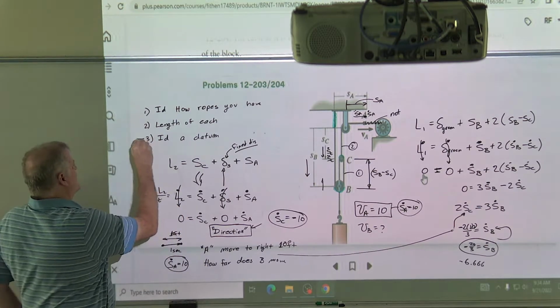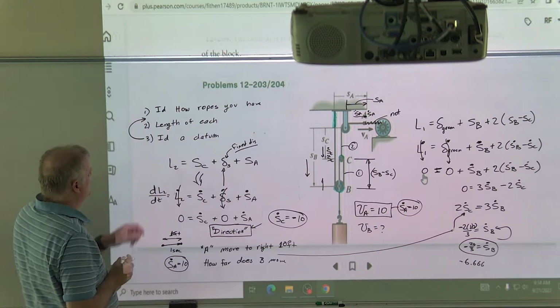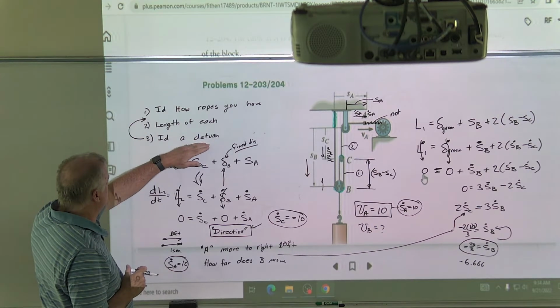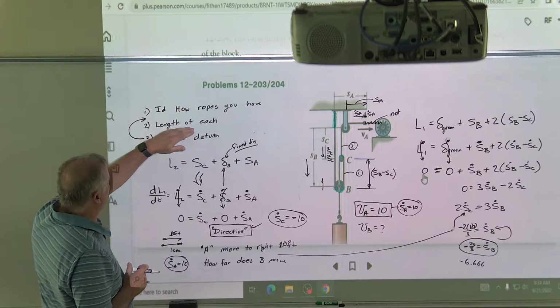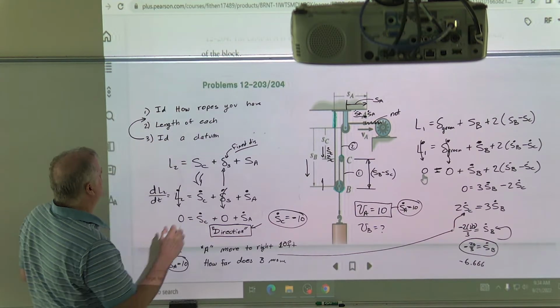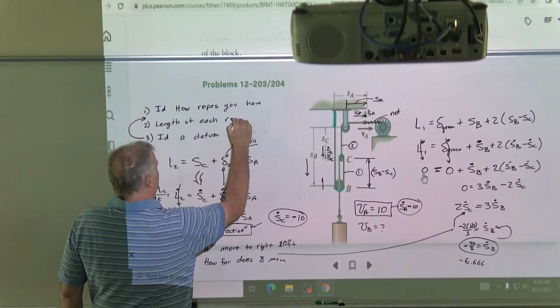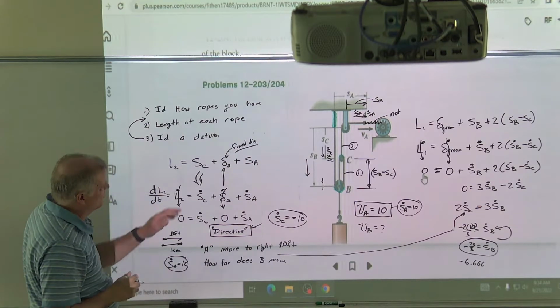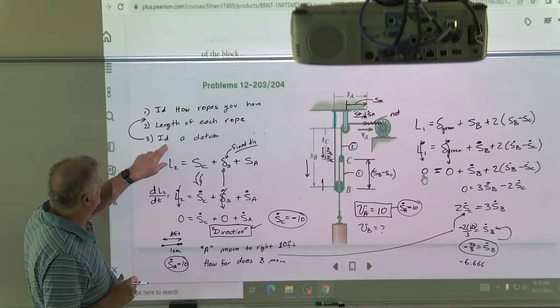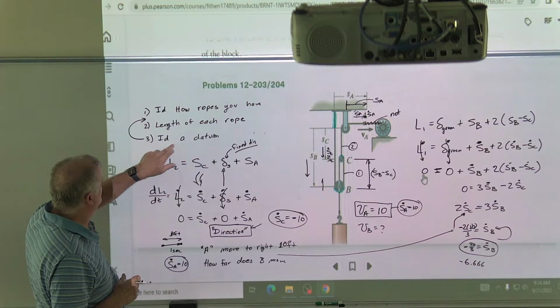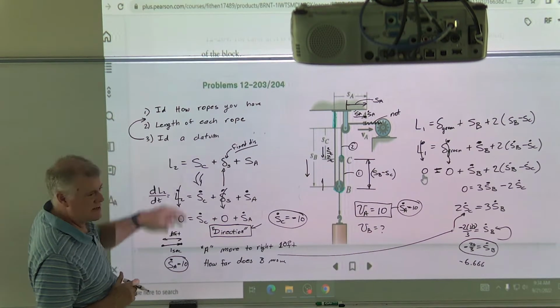Actually, this one probably should be in right there. It should be identify a datum, do the length for each rope, and then work it out from there. So yeah, I guess you really probably have to do your datum before you write down the equation for each rope.